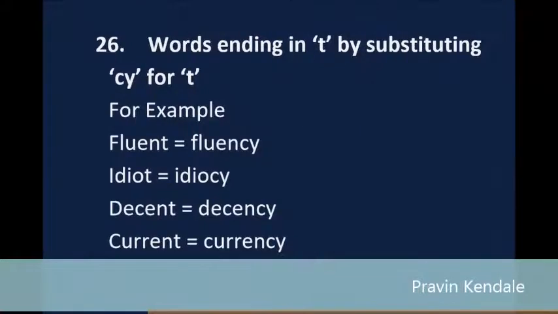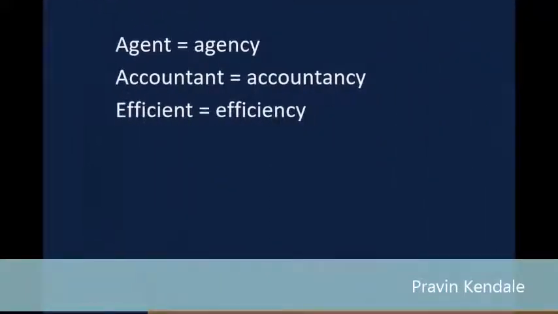26. Words ending in t, by substituting cy for t. For example, fluent, fluency. Idiot, idiocy. Decent, decency. Current, currency. Agent, agency. Accountant, accountancy. Efficient, efficiency.